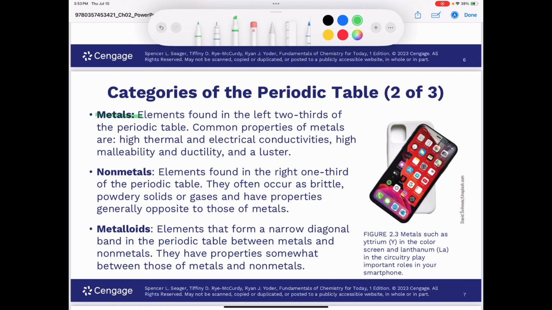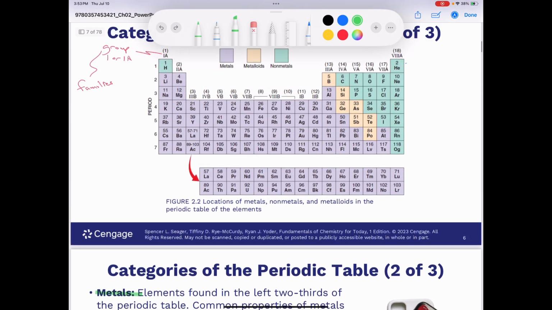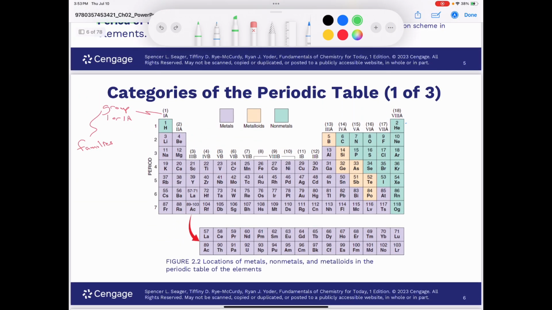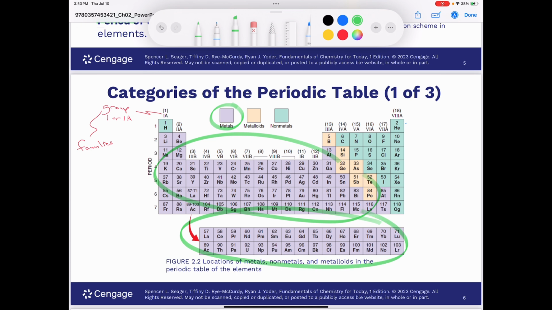And common properties of metals are high thermal conductivity, right? Heat passes through metals very quickly. Electricity passes through metals, so electrical conductivity. High malleability. So malleability means it's bendable and it can be pounded into a sheet. Ductility means it's able to be drawn into a wire, and then luster is like a shine. So if we go back to our periodic table here, you can see all the purple ones here. These are all metals. So again, the vast majority of the elements in the periodic table are metals.